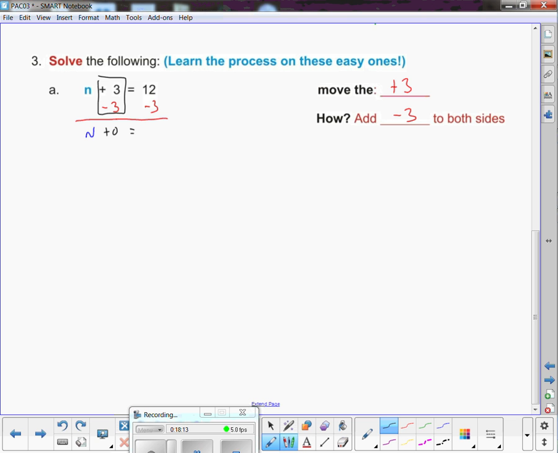And then that equals, what's the right side? 12 minus 3, we all know is 9. All right, and then to finish it up, add the n plus the 0. N plus 0 is n, and n equals 9. Just like we thought, right?